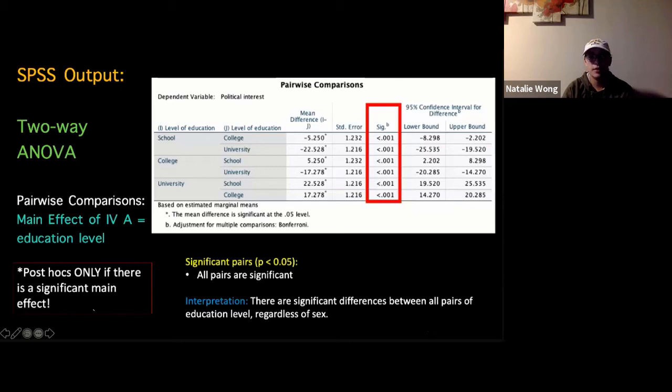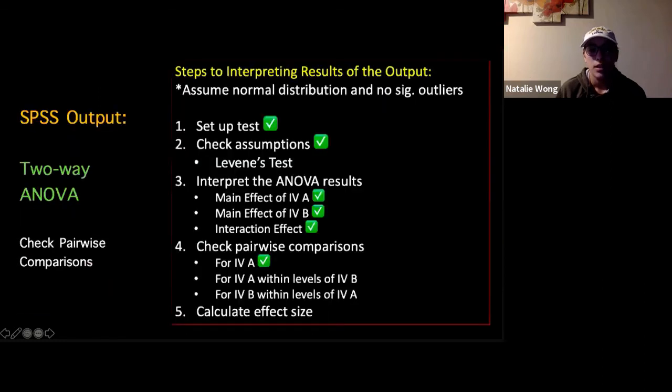I also put another note here. You only look at it if there's a significant main effect. Because I always have some students every semester who just decide to go crazy with the post hocs and then they list all of them, even if there were no significant main effects. So don't do that. Only do post hocs if you have a significant main effect. Okay, so that takes care of our main effect for education level.